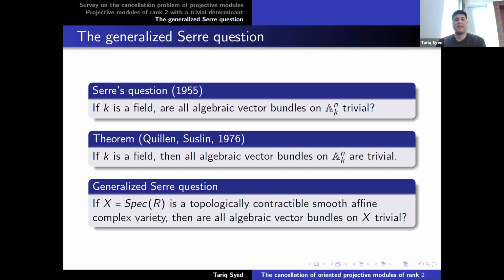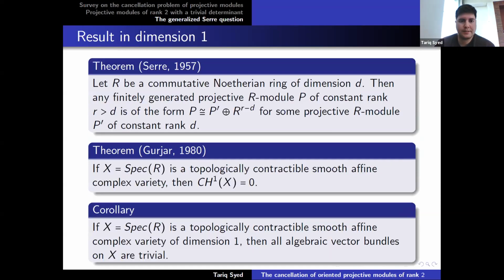Okay, now the generalized Serre question is the following: if X is a topologically contractible smooth affine complex variety, then are all algebraic vector bundles on X trivial? This is of course motivated by Serre's original question, because the affine space is the primordial example of a topologically contractible smooth variety. And some results.